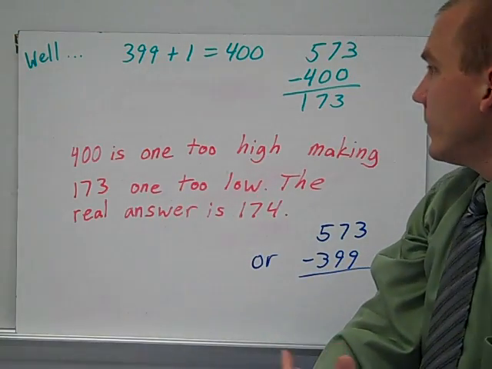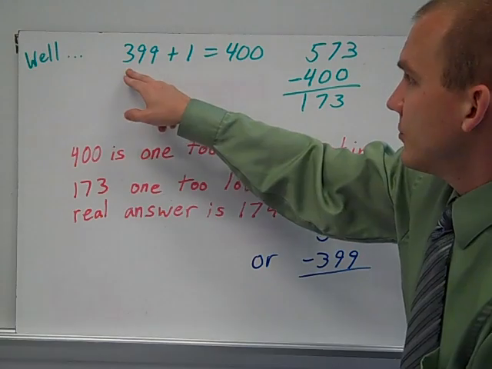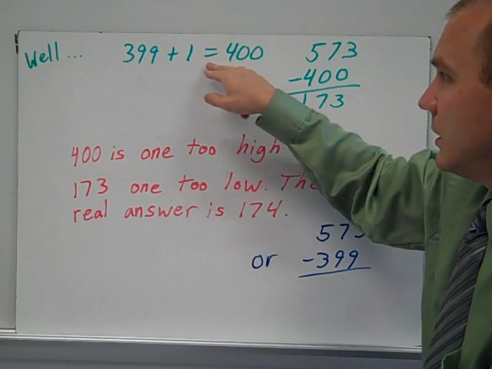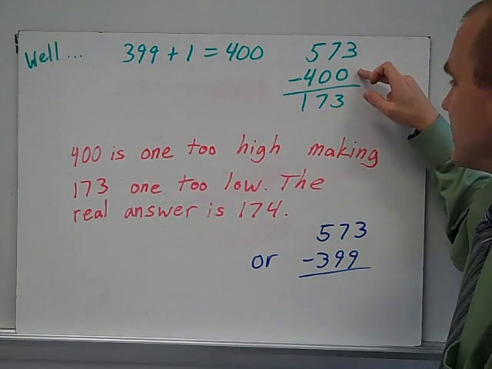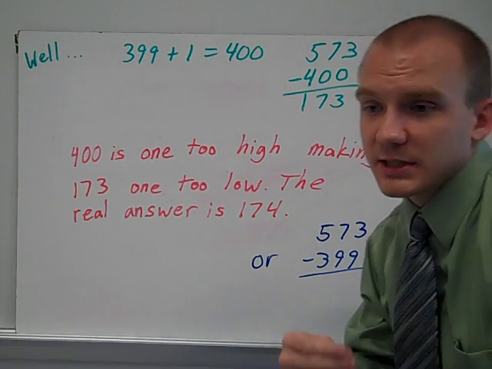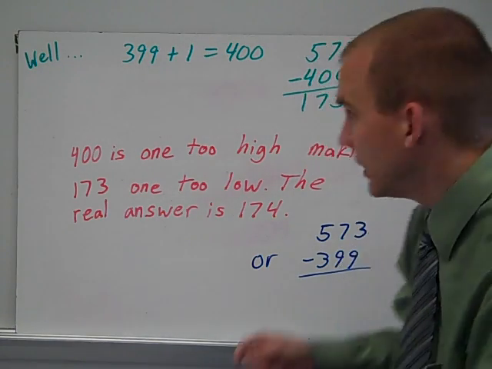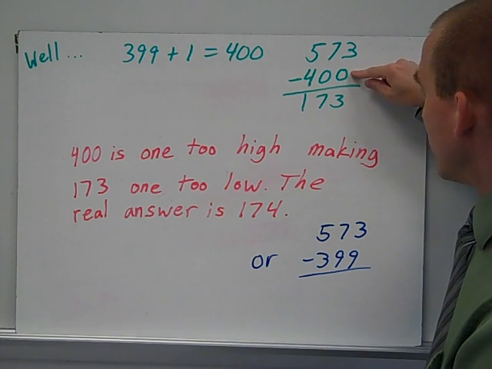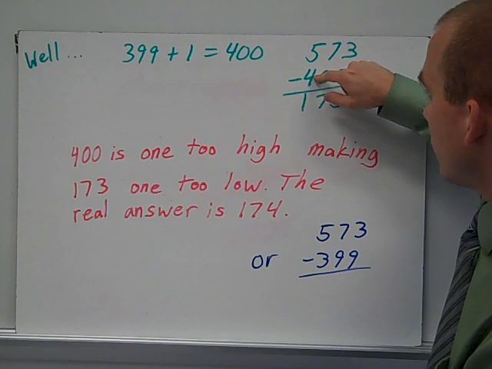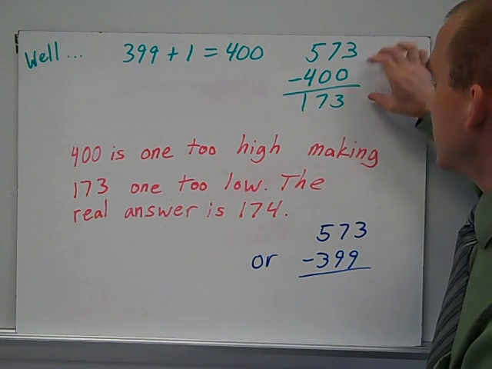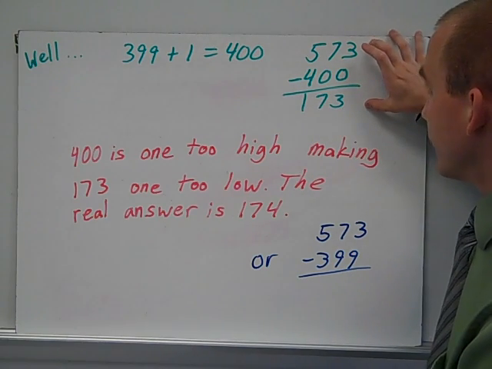Well, one way to think of this is 399 plus 1 equals 400. Okay, so then if I do 573 minus 400 using the standard algorithm, it's really easy. You can do 3 minus 0, that's 3. 7 minus 0 is 7, and 5 minus 4 is 1, 173. This doesn't even require regrouping.